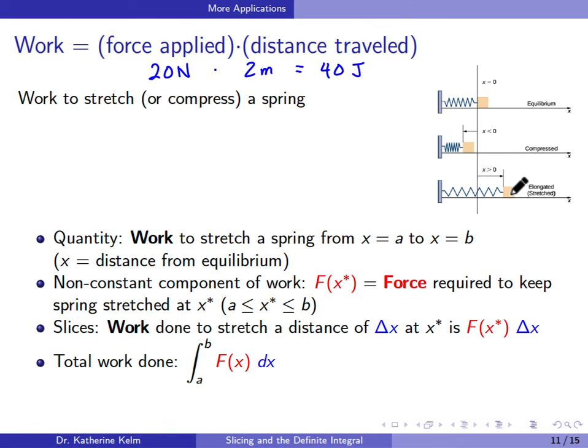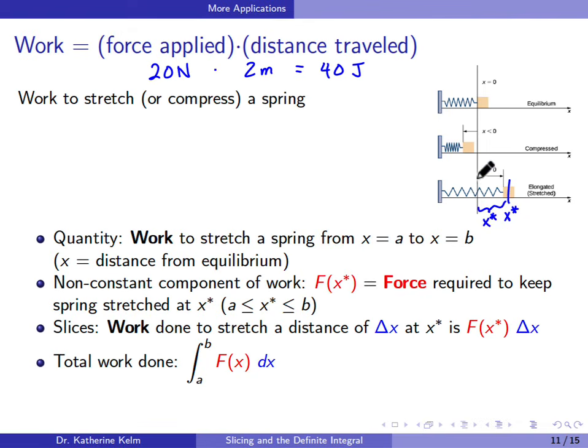The further we stretch the spring, the greater the force we will need to apply, since a spring will become harder and harder to stretch the further from equilibrium we go. So to calculate the work done to stretch a spring from x equals a to x equals b, the force is non-constant. So if we let capital F of x star denote the force required to keep the spring stretched a distance of x star away from equilibrium, actually this is x star, this distance here.